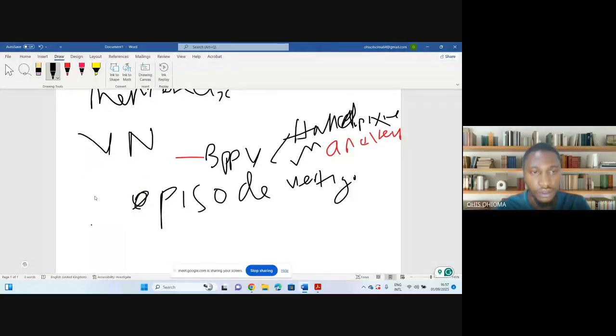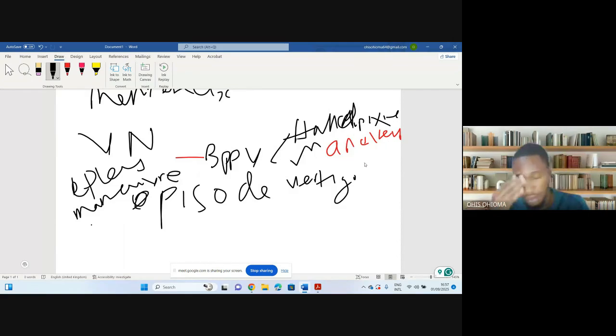So there's no hearing loss, there's no nystagmus. You are able to treat it with the Epley maneuver, right? And then you diagnose it by doing the Dix-Hallpike maneuver. That's how you diagnose it. How do you treat?